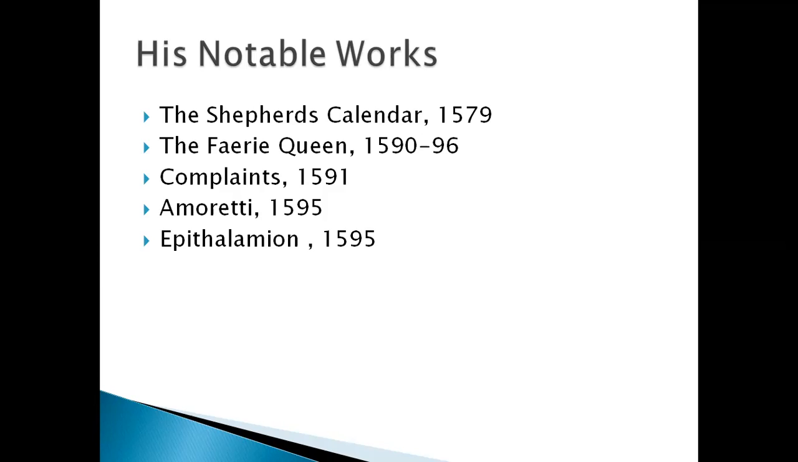And Amoretti is a collection of sonnet sequence written by Edmund Spenser that was released in the year 1595. And along with the Amoretti, a famous poem, a wedding song of Edmund Spenser, was also published. It is called Epithalamion. And after Epithalamion, Edmund Spenser wrote Prothalamion, which comes in the year 1596.